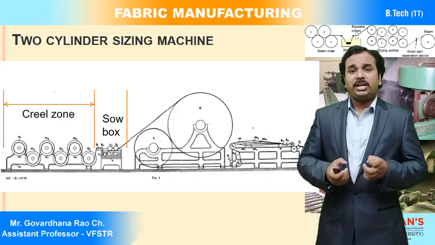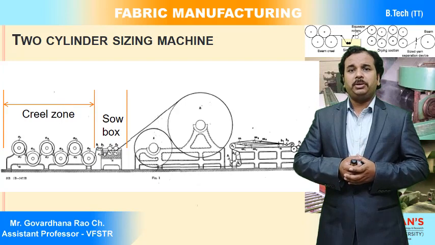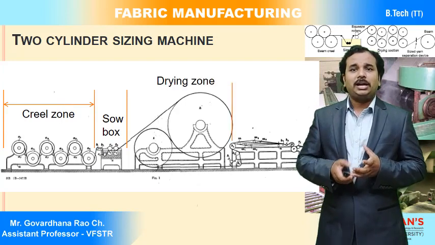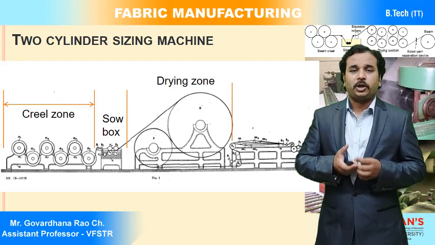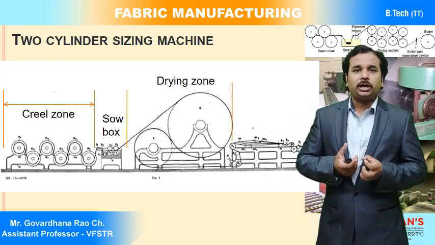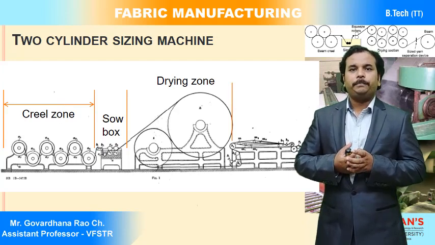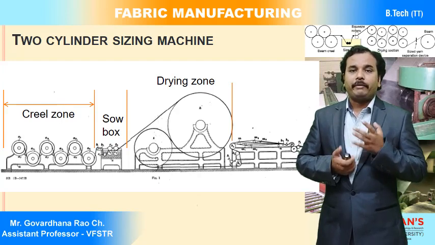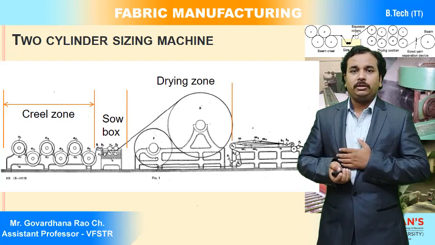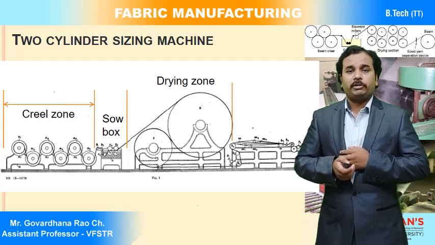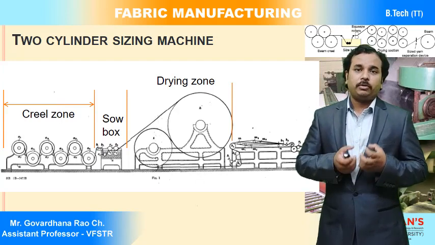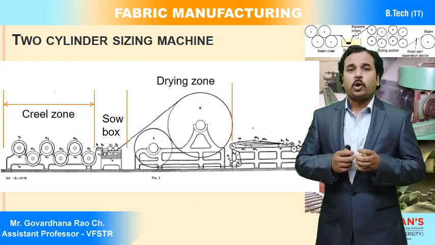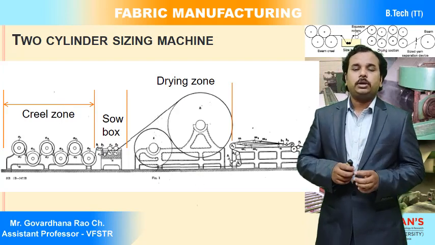Then the wet warp sheet is going to be transferred to the drying zone for the drying of the warp sheet, because the size liquor is applied to the warp sheet, so it should be dried. Only then can we wind it into the beam. Otherwise the wet warp sheet will not be wound into the beam.